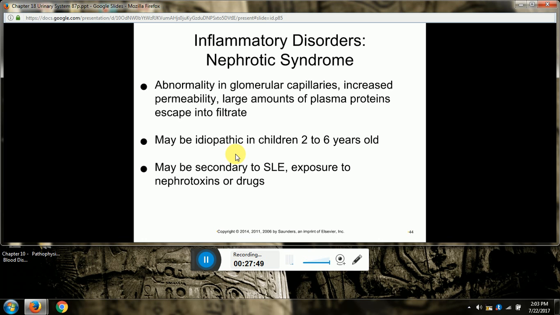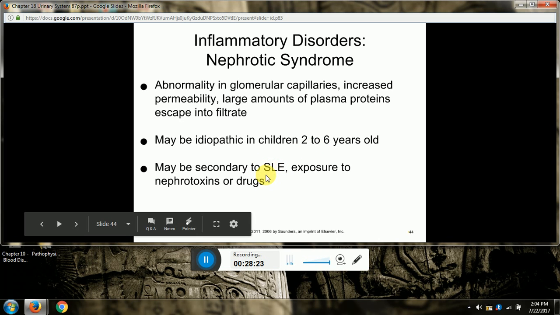Another inflammatory disorder is known as the nephrotic syndrome, and that is an abnormality in the capillaries of the glomeruli. Where the capillaries are destroyed, they've lost those little pores, and now it's leaking everything out of the body, so it's leaking lots of plasma protein. This could happen idiopathically, meaning that there's an unknown reason why this happens sometimes in kids that are between the age of 2 to 6 years of age. It could be secondary due to lupus or exposure to nephrotoxins or drugs.